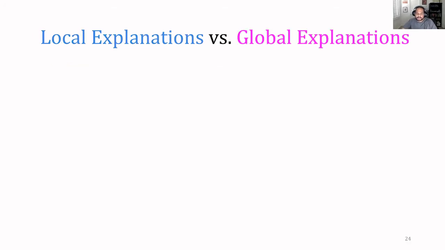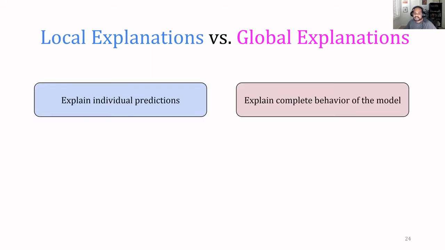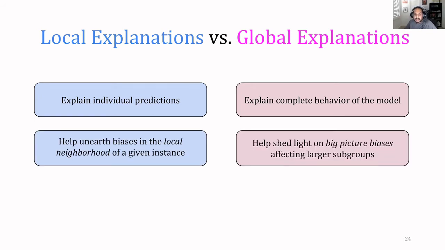So just to recap the difference between local explanations and global explanations: local explanations are useful for explaining individual predictions, whereas global explanations explain the complete behavior. Local ones help unearth biases and problems in the local neighborhoods, whereas the global explanations shed light on the big picture problems with the model.